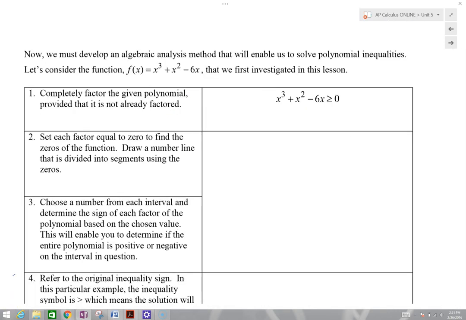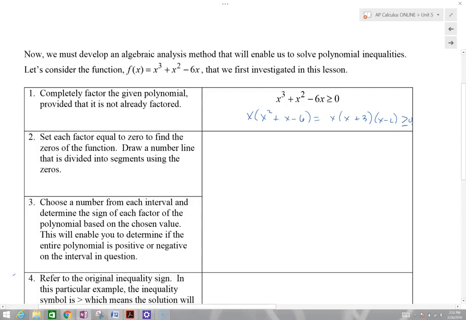On the next page, we're going to develop an algebraic analysis method that will let us solve polynomial inequalities. You probably remember doing this with lines and single variable inequalities. So first thing we're going to do is completely factor. It's not factored, but we can factor something out of that, which will give us x times (x squared plus x minus 6), which is also equal to x times (x plus 3)(x minus 2). This looks familiar. And we know that is greater than or equal to 0.